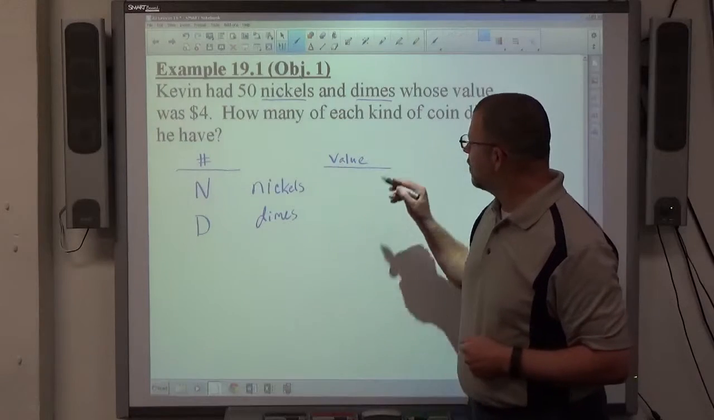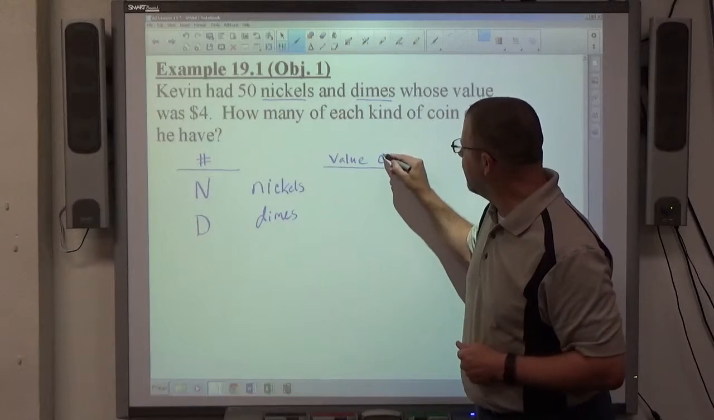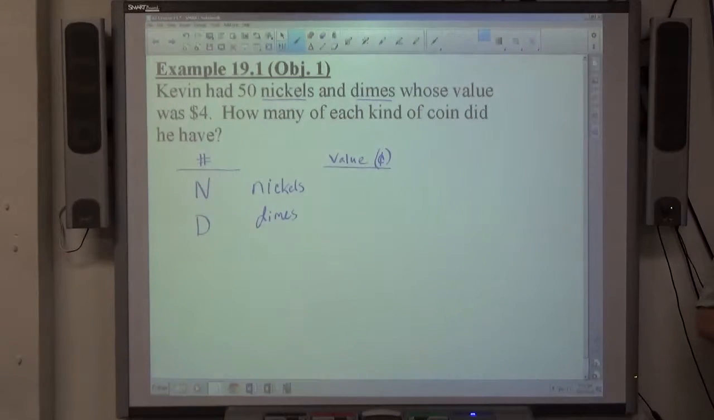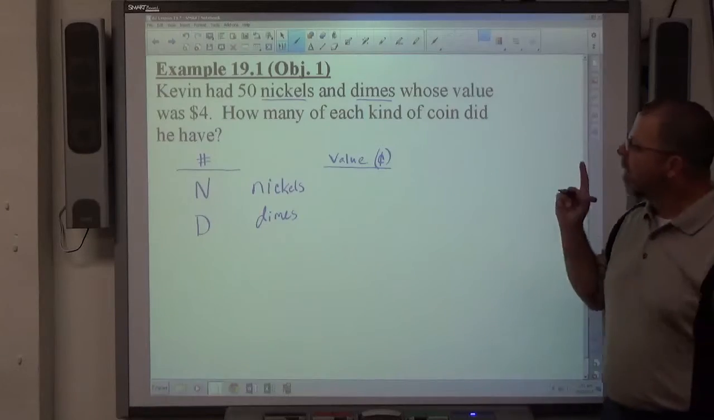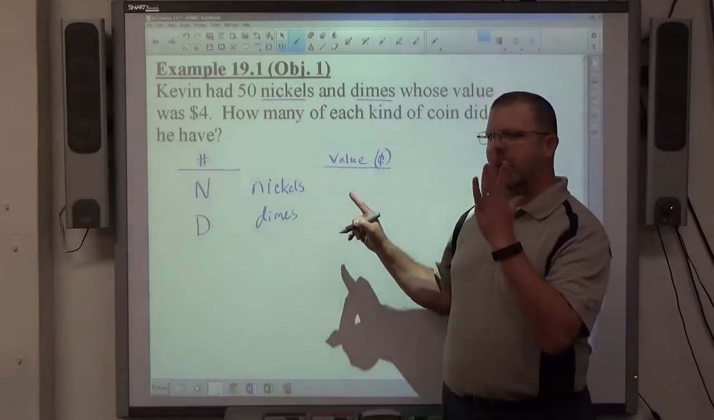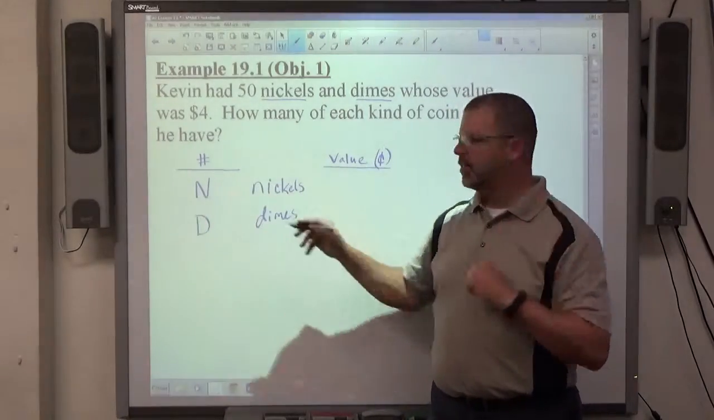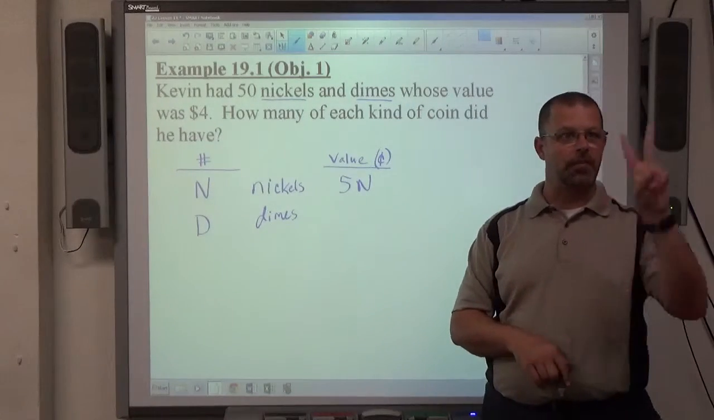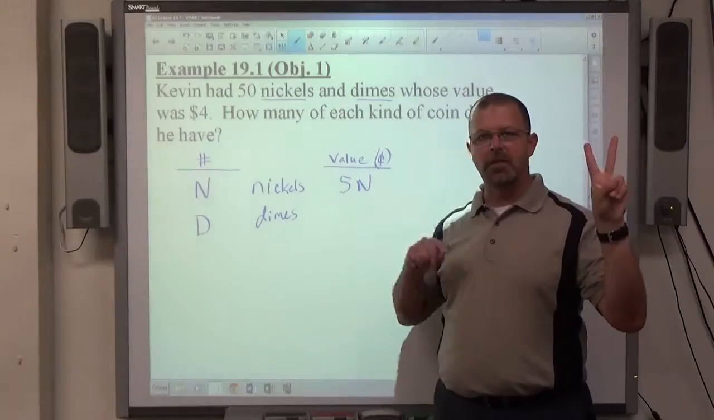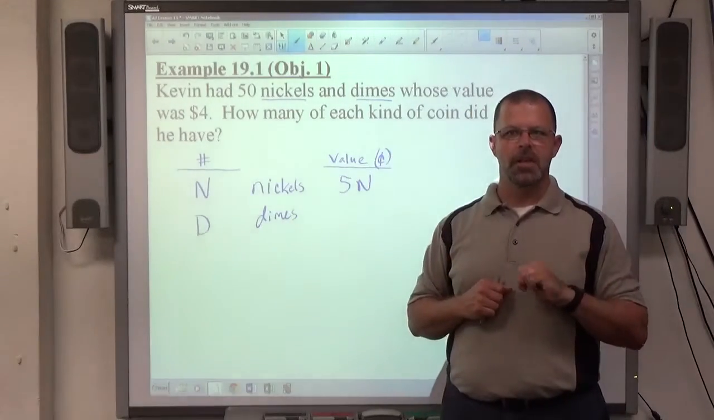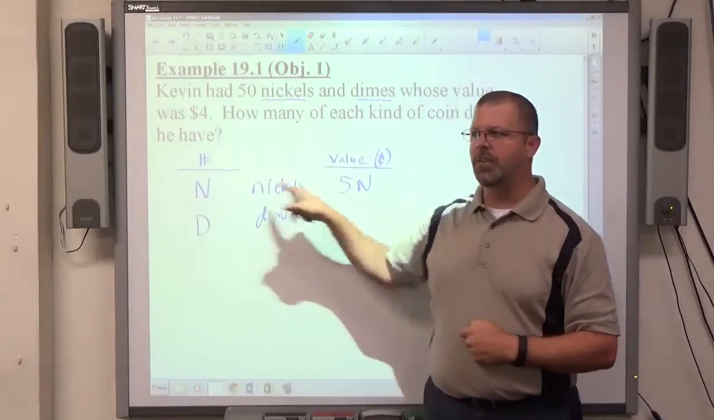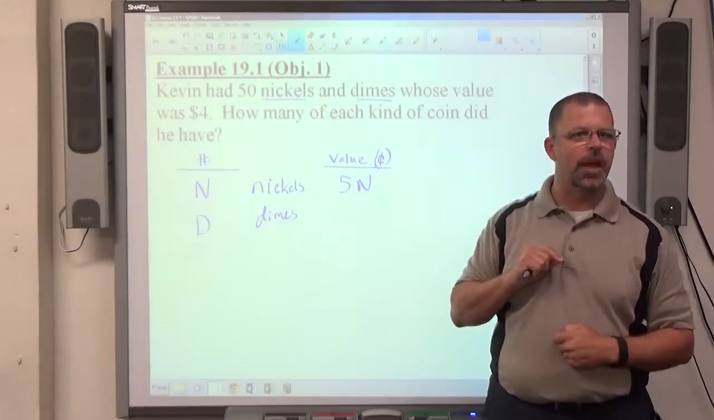Every nickel is worth 5 cents. Now when you get to the value, be very, very cautious that you establish what unit of currency we're using on the value, because sometimes units of currency don't match. We'll have to do a little bit of conversion. All right, every nickel is worth 5 cents, and we have N of them, so 5 times N represents how much money we have in nickels. For example, if Kevin has 2 nickels, 5 times 2 is equal to 10 cents. Kevin has 4 nickels, 5 times 4 equals 20 cents. He has N nickels, so 5 times N equals how many cents in nickels he has.